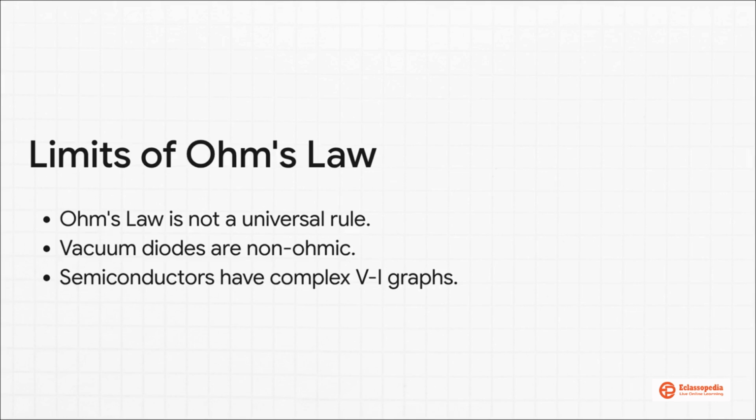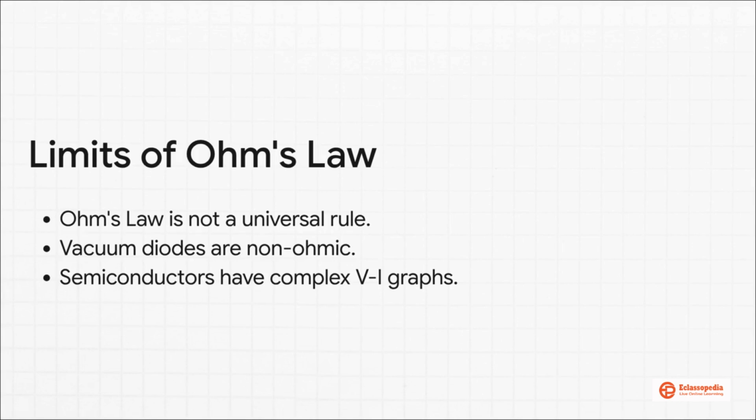For instance, vacuum diodes totally break the rule. Semiconductors like gallium arsenide have these incredibly complex voltage-current relationships that look absolutely nothing like a straight line on a graph. So always remember, Ohm's law is a fantastic, useful model for standard metals, but it's not some universal law of nature.